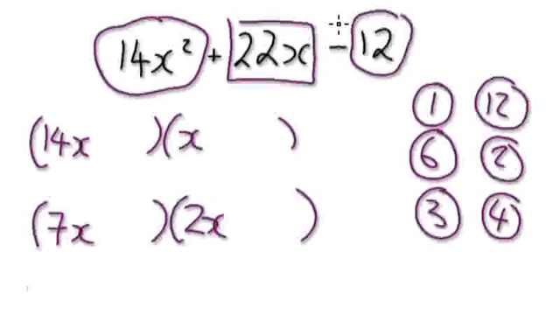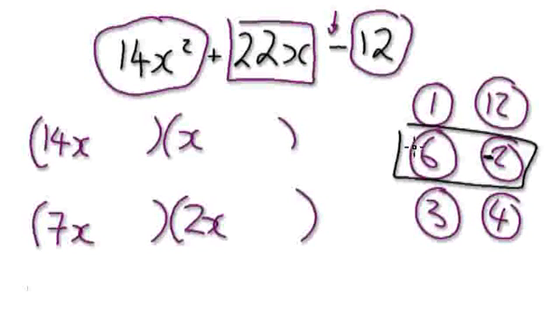Remember, because of this minus here, one of the two must be a minus. I'm going to guess -2 here. At the moment I'm just guessing to try and create the 22x. So let's put the 6 into here, so plus 6 and then -2 here. Will this give us 22x?